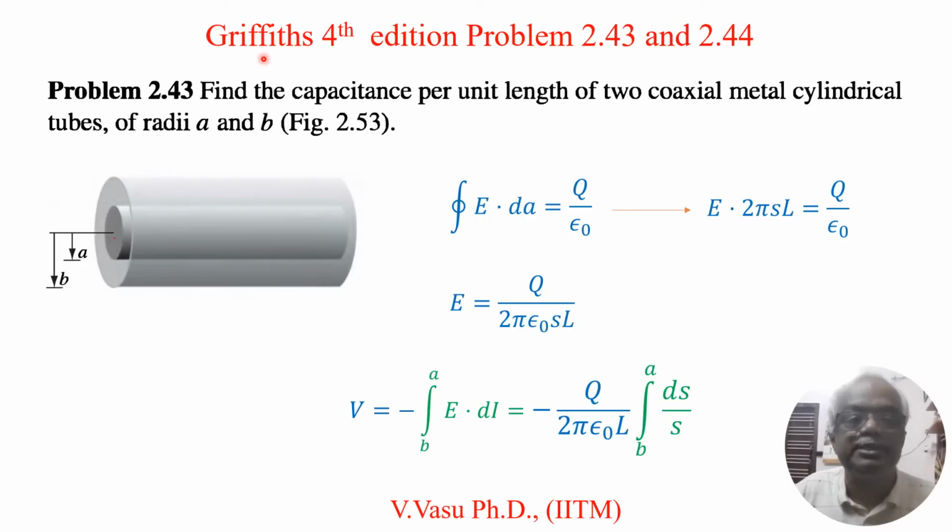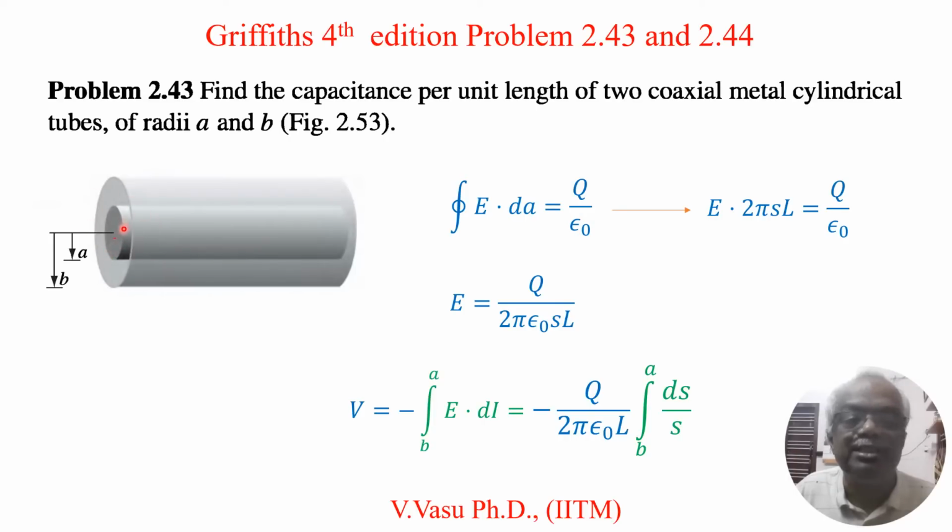In this lecture, we will solve problems 2.43 and 2.44 of Griffiths' 4th edition, Introduction to Electrodynamics. Problem 2.43 is: find the capacitance per unit length of two coaxial metal cylindrical tubes of radii a and b, as shown in figure 2.53. So this is the figure.